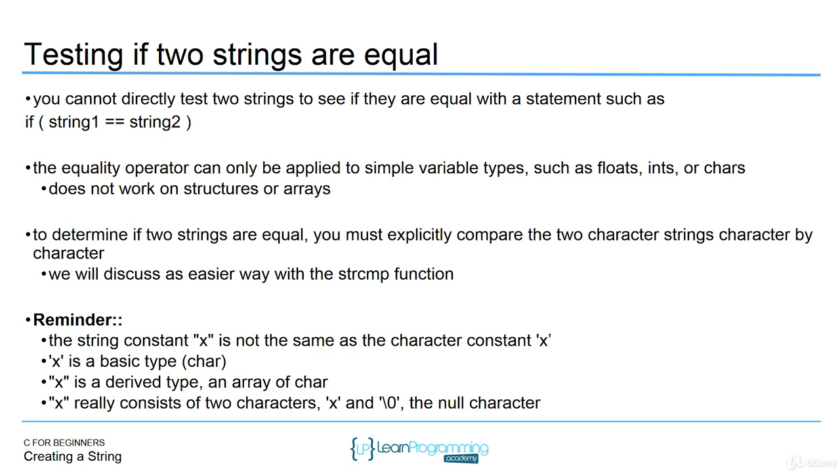Again, just as a reminder, I've said it a couple times, I want to say it again. The string constant "x" inside double quotes is not the same as the character constant 'x' inside single quotes. 'x' inside single quotes is a basic type, it's just char. "x" inside double quotes is a derived type, an array of type char. "x" inside double quotes really consists of two characters, the x and the null terminator, the null character. So keep that in mind.